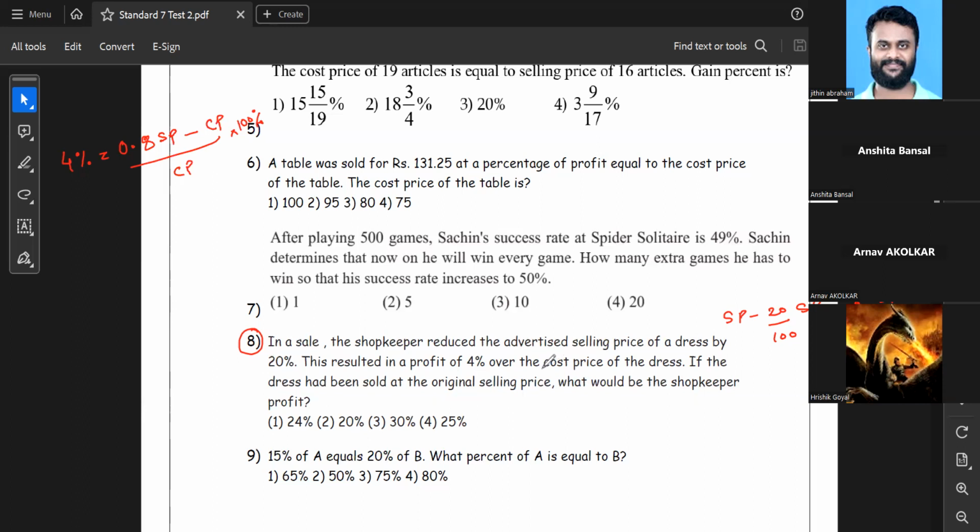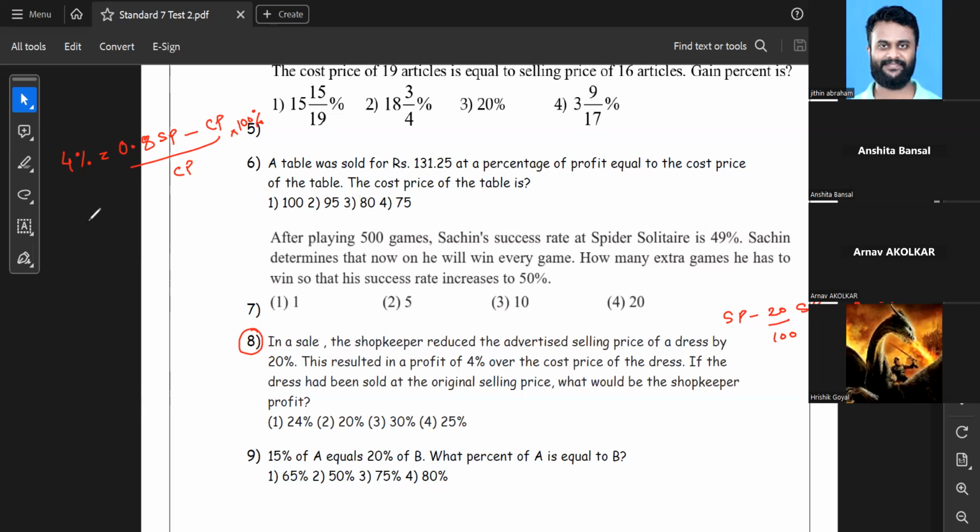Any doubt in this so far? Only this part was tricky, after this it becomes quite easy. So what you have to find is what would have been his original profit if he had sold at the original selling price. That's what they are asking.